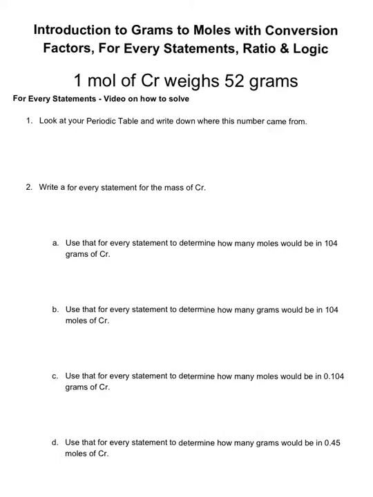All right, so we're going to look at how to do gram to mole problems using for every statements. So first it says, look at your periodic table and write down where this number at the top comes from. So 1 mole of Cr weighs 52 grams. If you look at your periodic table, it's that bottom number there, and that says that's the atomic mass. So whenever you need this conversion factor, you're going to use the atomic mass.